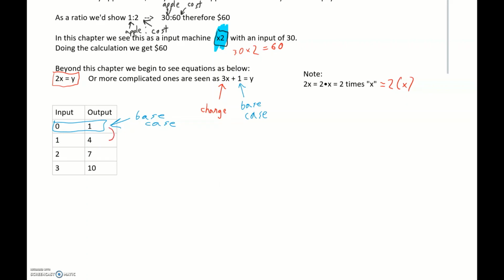And here's the change. From 1 to 4, it's plus 3. From 4 to 7, it's plus 3. 7 to 10 is plus 3. So that's the change, and this is the base case.